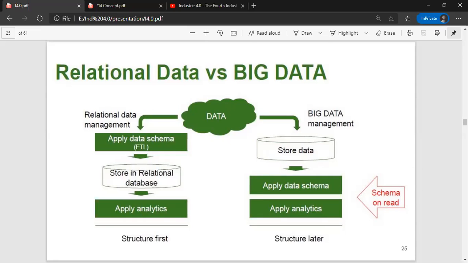So this is a much improved model for a big data scenario, where I don't have to throw away the data. I can store the data and then figure out a mechanism of how to analyze it.